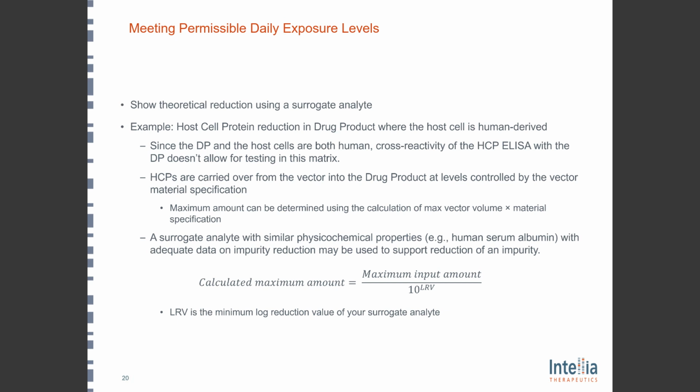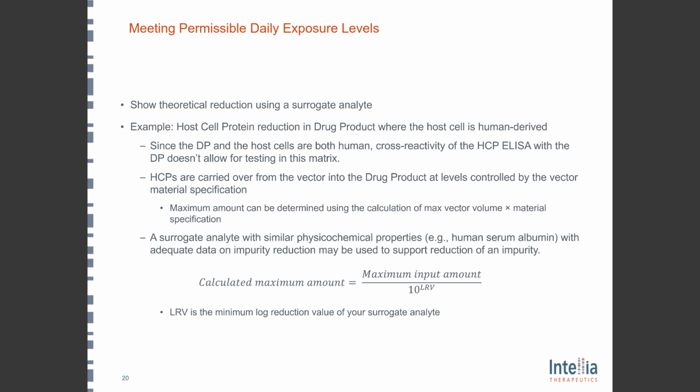Luckily, your HCP is carried over from the vector into the drug product at levels controlled by the vector material specification. So what you can do is calculate the maximum amount of host cell proteins that would go into your drug product. Based off of your material specification, you can calculate your max vector volume going into your drug product times the maximum amount of host cell protein you would allow entering into your product.